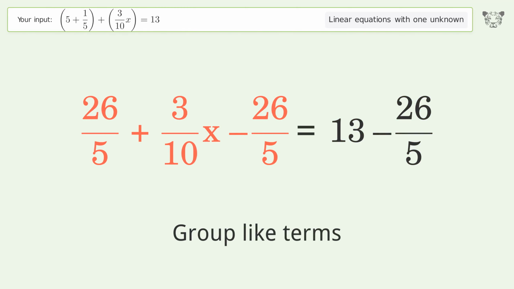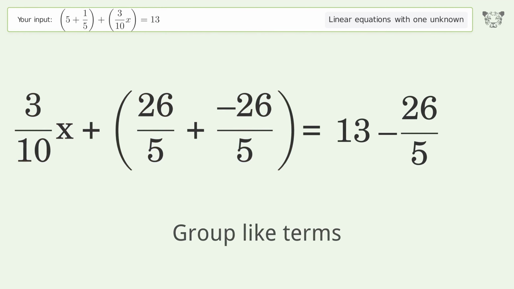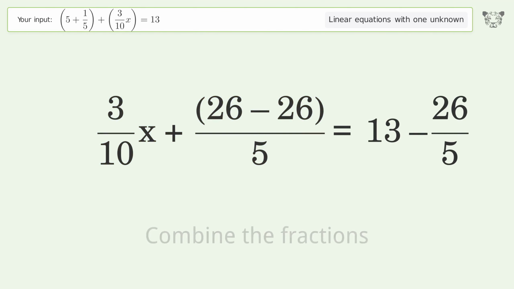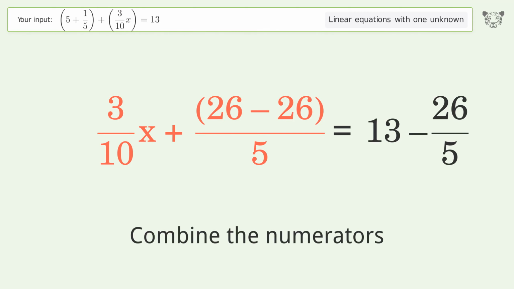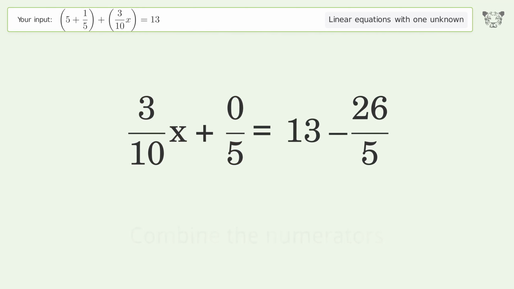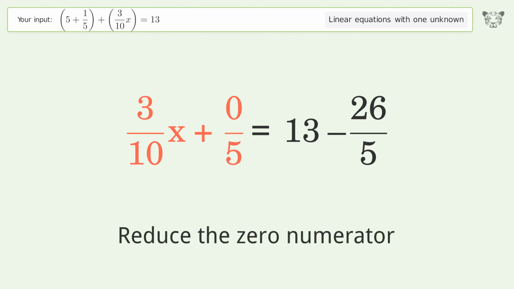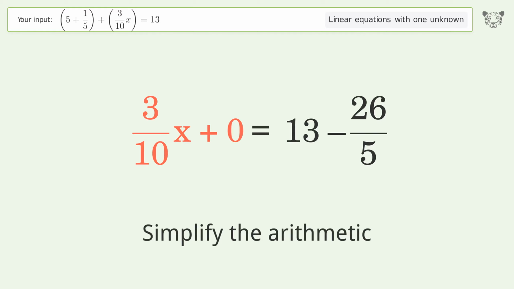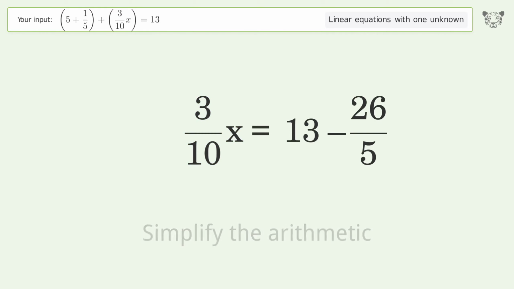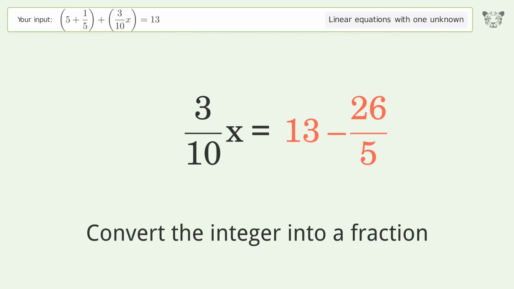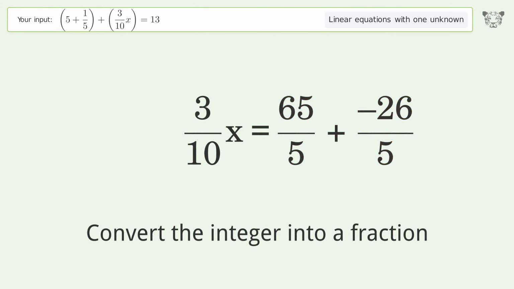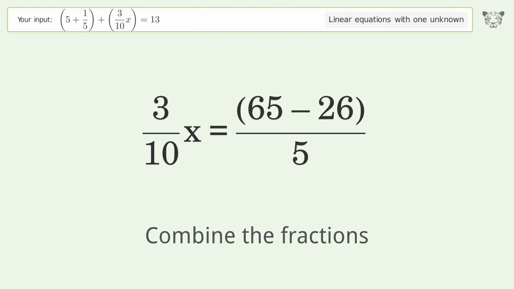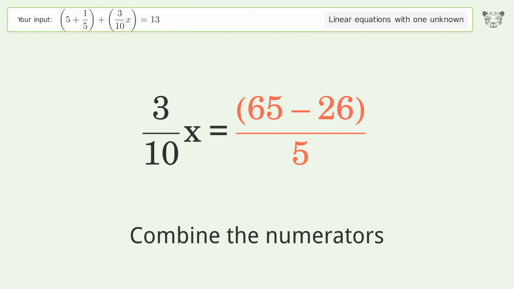Group like terms. Combine the fractions. Combine the numerators. Reduce the zero numerator. Simplify the arithmetic. Convert the integer into a fraction. Combine the fractions. Combine the numerators.